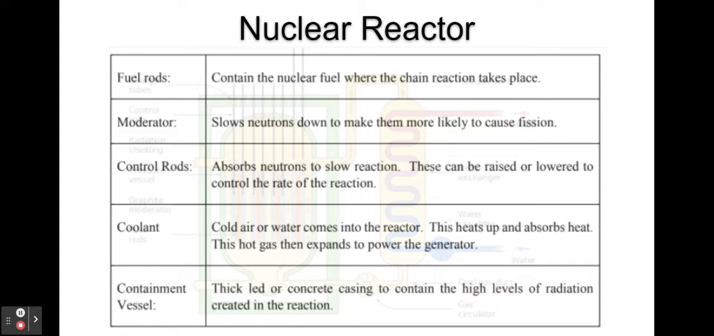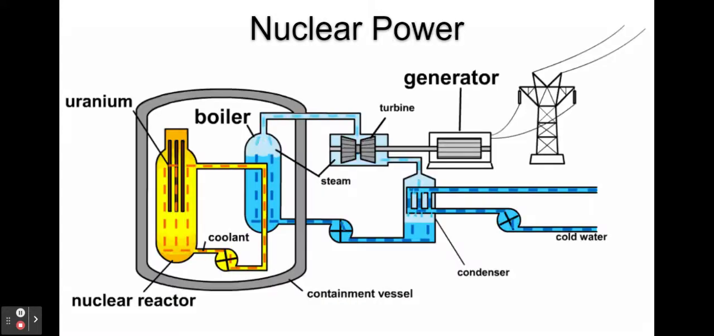The coolant, usually air or water, comes in through the bottom of the reactor, heats up, absorbing heat, stopping the reactor from overheating, and then the hot gas is used to power the generator. And it's all held within the containment vessel, thick concrete, to contain the high levels of radiation created in the reaction. So here's a little working animation of the whole process.